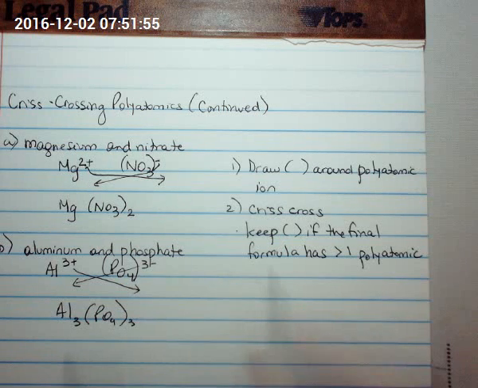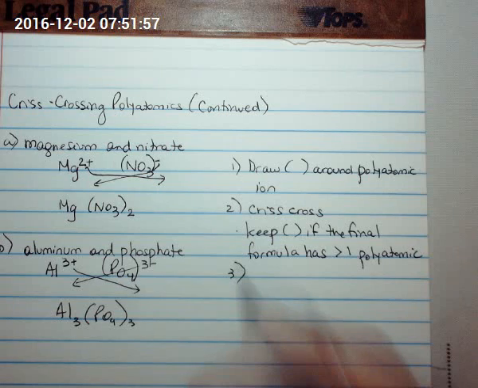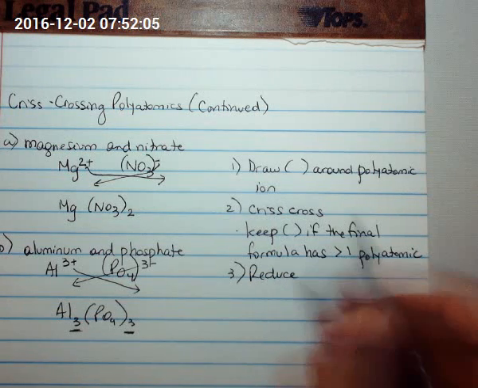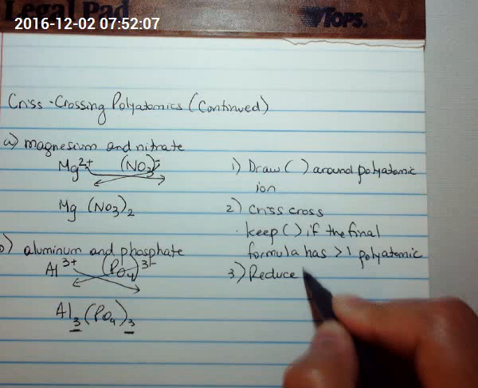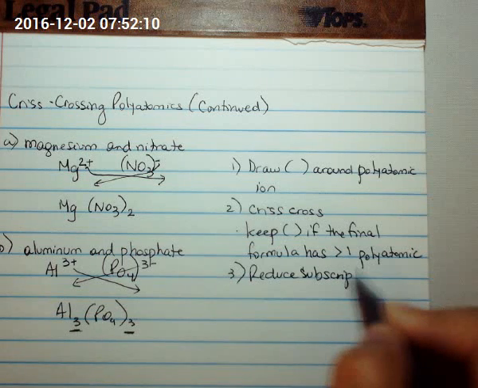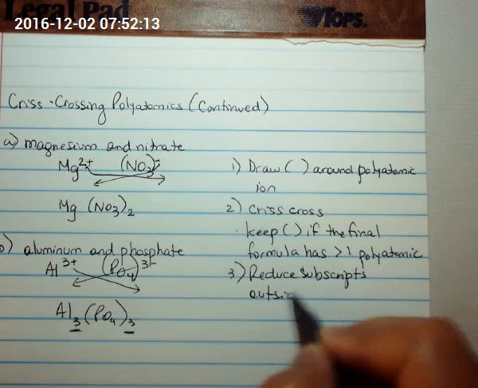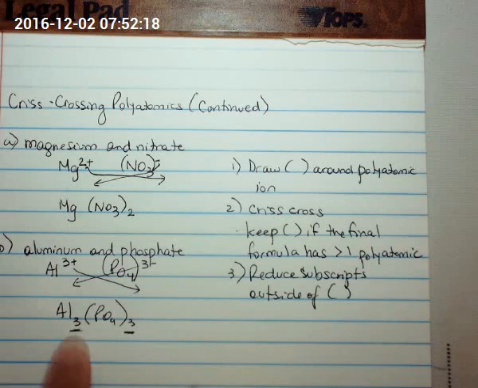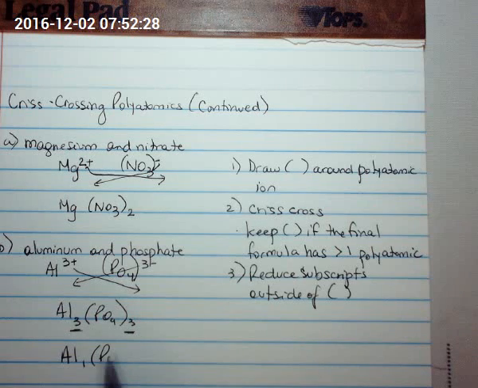So we would end up with Al3(PO4)3. And again, what were we supposed to do to these formulas at the end after we're done crisscrossing? The third step, what do we do to these numbers out here? You reduce them. You reduce subscripts outside of parentheses. These are both divisible by 3, so when you go to reduce, the final formula becomes Al1, right? PO4 1. You only need 1 of each of those.